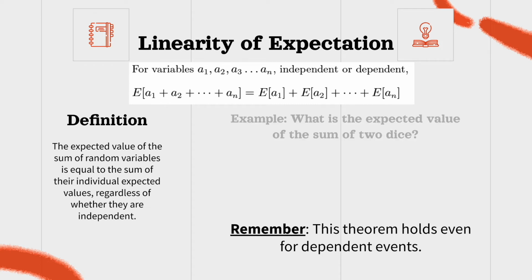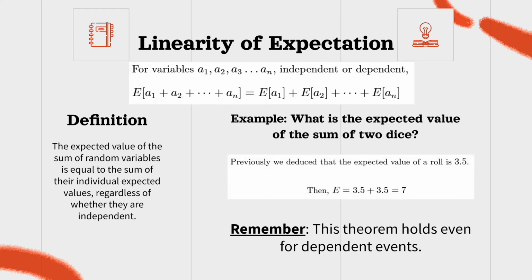Let's look at a very brief example. What is the expected value of the sum of two dice? Well, the expected value would just be the sum of the individual expected values of the dice. And we already derived before that the expected value of the roll of a die is 3.5. 3.5 plus 3.5 is 7.